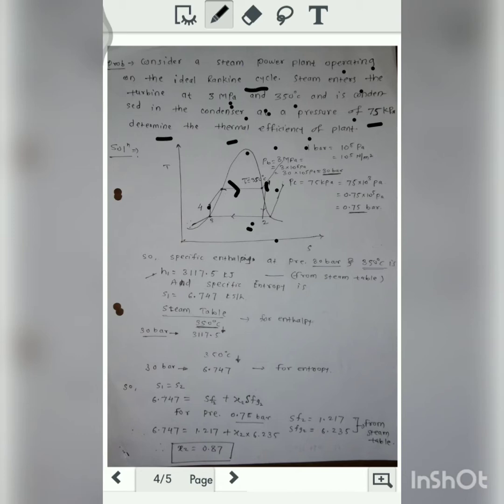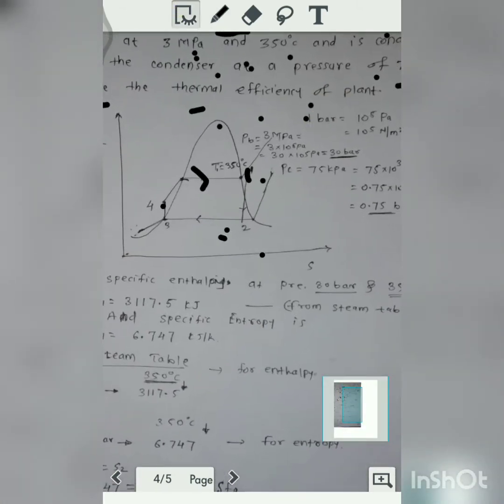Okay, so mega means 10 raised to 6. That's why here we can see 3 into 10 raised to 6 megapascal. Okay, we have written that. Now we have to convert that mega into bar.